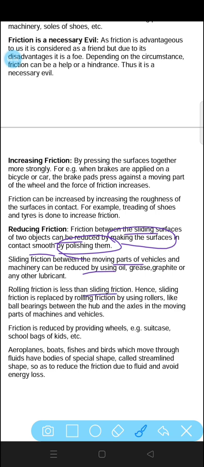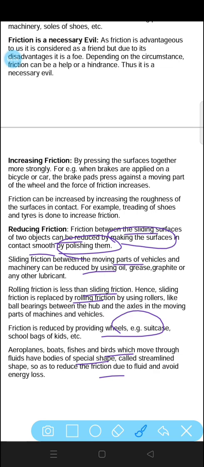Rolling friction is less than sliding friction, hence sliding friction is replaced by rolling friction by using rollers like ball bearings between the hub and axles in the moving parts of machines and vehicles. And friction is reduced by providing wheels, for example on a suitcase, or a school bag of kids. Aeroplanes, boats, fishes and birds which move through fluids have bodies of special shape called streamlined shape so as to reduce the friction due to fluid and avoid energy loss.